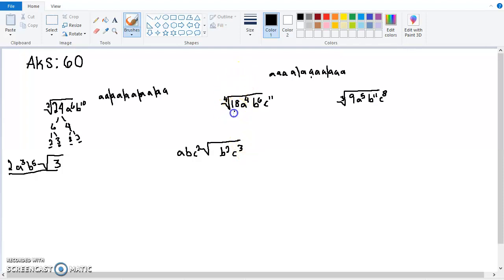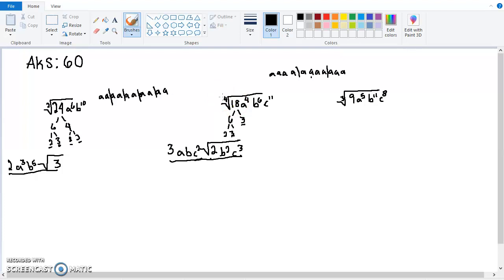And then you break your 18 down, you do the tree. So you do 6 and 3 or 9 and 2. Doesn't matter. You're going to get the same thing either way. 2 and 3. The number that recurs is 3. It's going to have 3 on the outside and then 2 on the inside. So this is your rewritten radical expression for the second one.